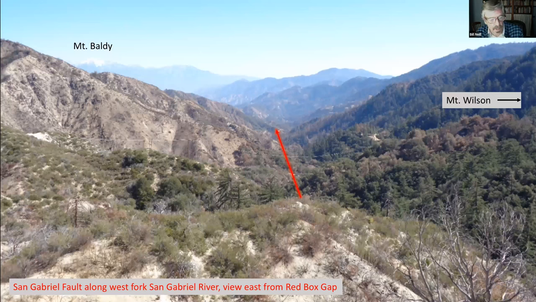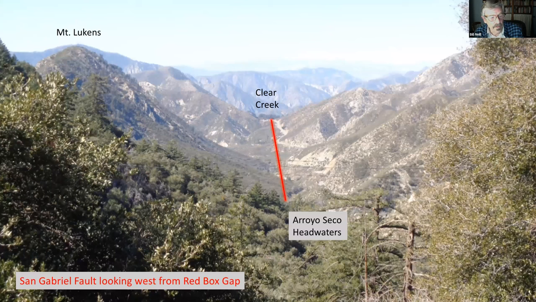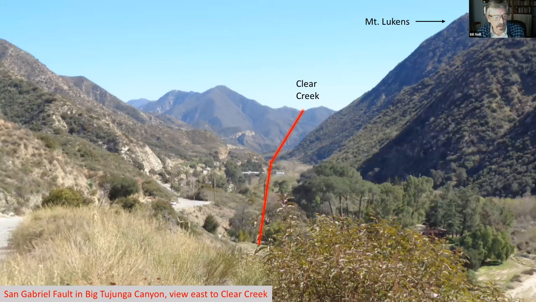Here's some views on the ground. Here we are at Red Box, looking along the West Fork of the San Gabriel River. We have Mount Wilson on the right, Mount Baldy on the left. This is the San Gabriel Fault looking west from Red Box to Clear Creek. And so in this case, the fault area is the headwaters of Arroyo Seco. And then this is the San Gabriel Fault and Big Tonga Canyon, viewed east toward Clear Creek.